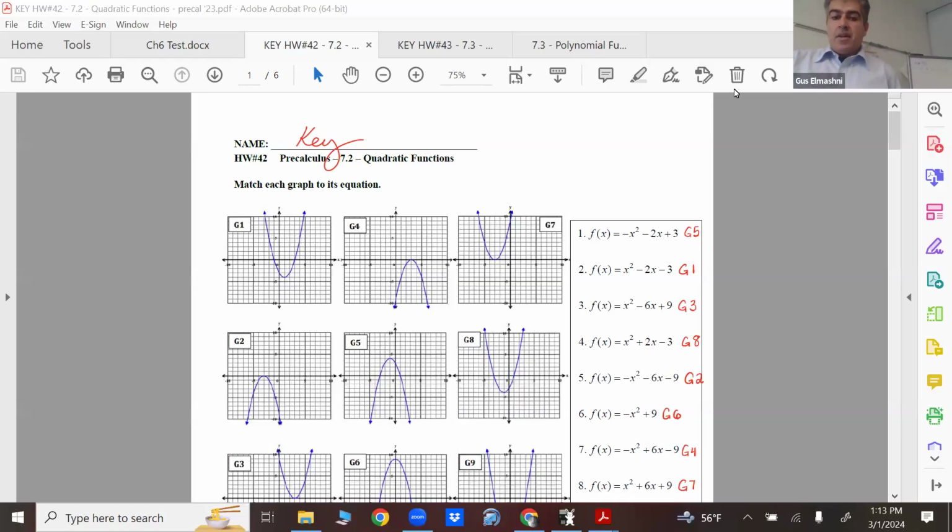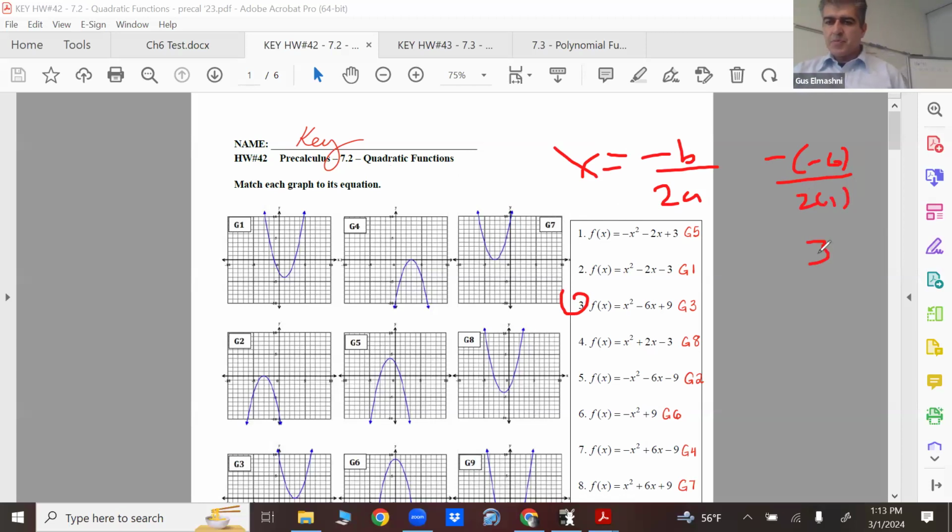Okay. So yeah, the best thing you could do for these types of problems is do negative b over 2a to find x according to the vertex. For example, if you look at number 3, you do negative of negative 6 over 2 times 1, which of course is 3. And you plug 3 in, which is 9 minus 18 plus 9, which is 0. So 3 comma 0 is your vertex, and it opens up.